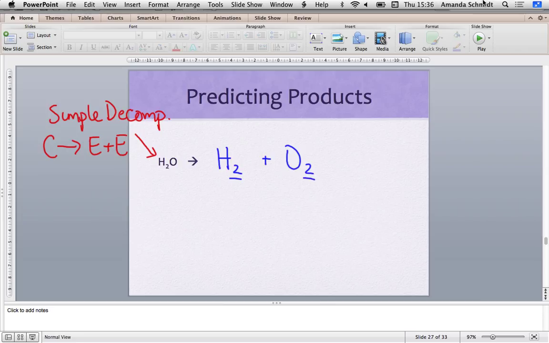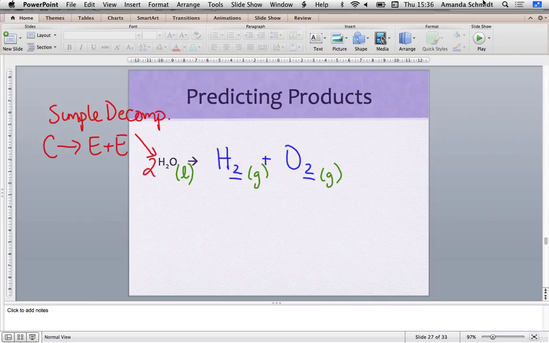What's the key here? The key is to remember that these guys are diatomic. So you can't just write H plus O. Hydrogen gas is found as H2, oxygen is found as O2. Speaking of which, some states on here. As I just said, those are 2 gases. Remember, water is going to be a liquid unless it's the product of combustion. And then we'll take a look at balancing here.